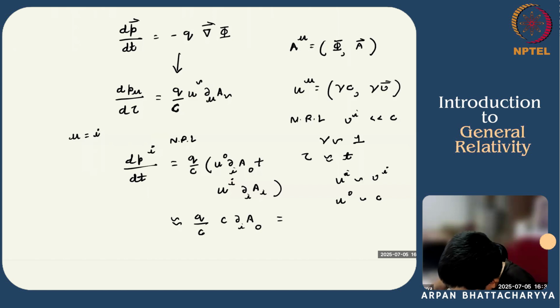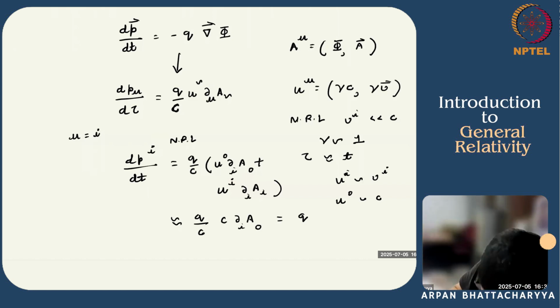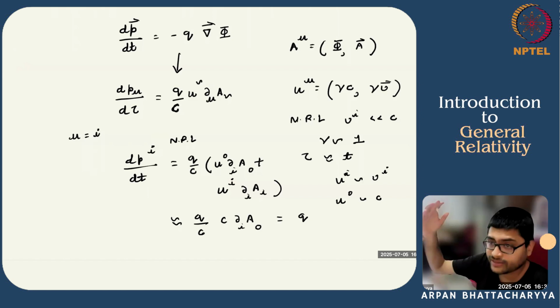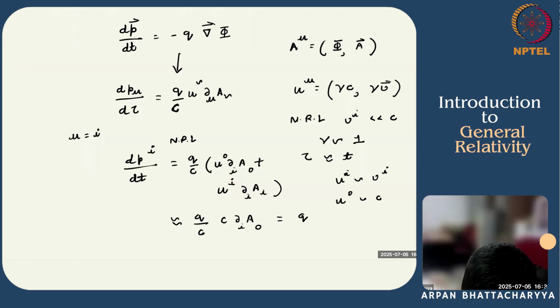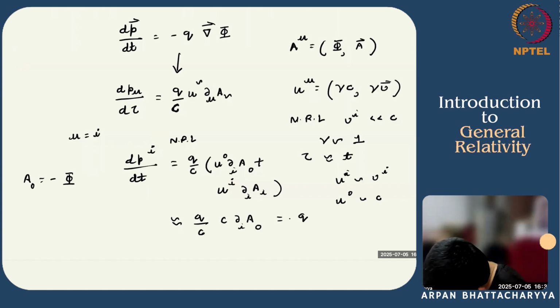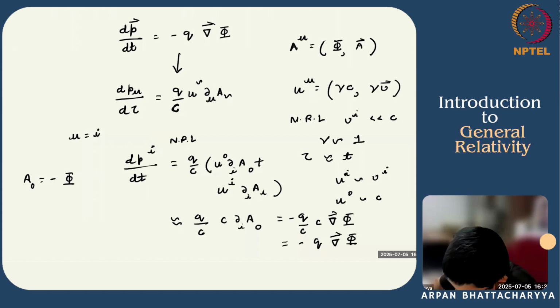And A0 is basically capital phi. But remember, A0 is the down index, so when you raise and lower the zeroth index, there will be a sign. A0 is actually minus capital phi. So we will have minus q times del i of capital phi, which we are just going to write this way. And you can see that we get back our equation from electrostatics.